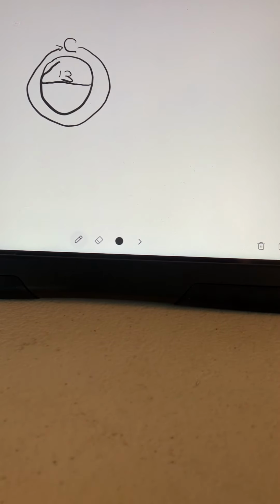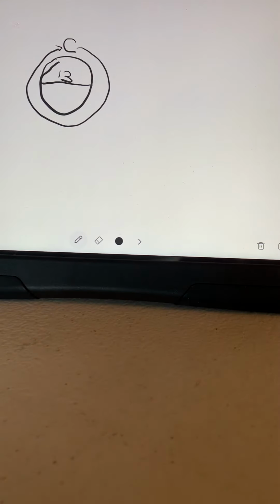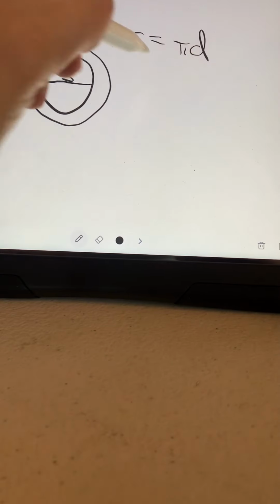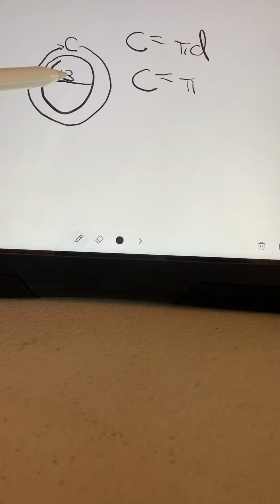So the first thing I should be doing is taking out my reference chart, which if you don't have a reference chart printed, you can find it in your materials section of the Google Classroom. And circumference equals pi d. That is our formula for circumference. So I'm going to fill in what I know. C equals pi, and I know that my diameter is 13.